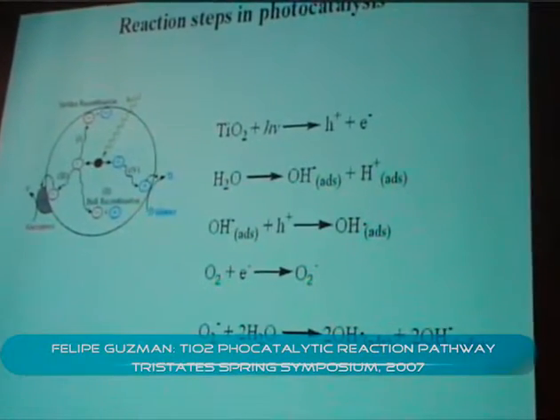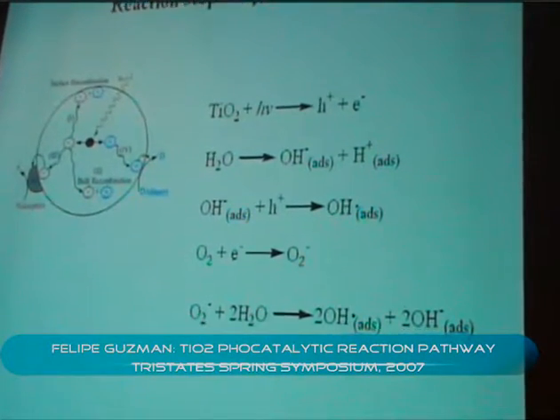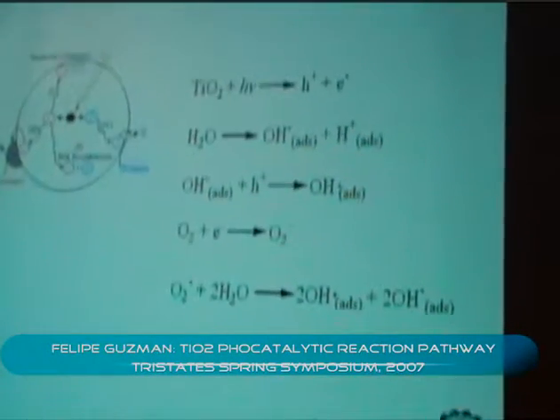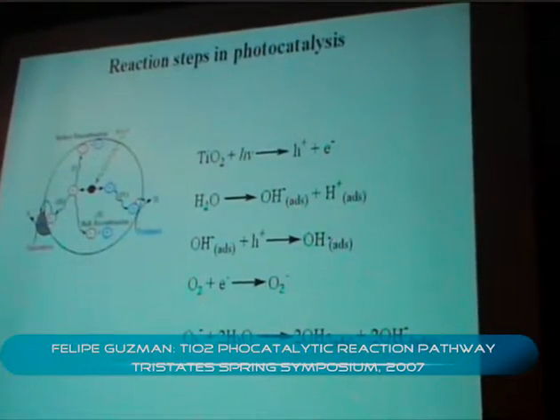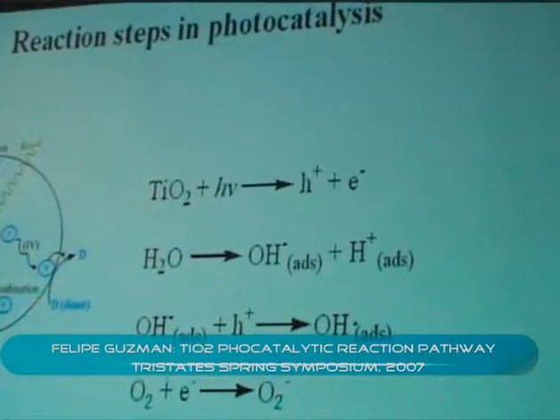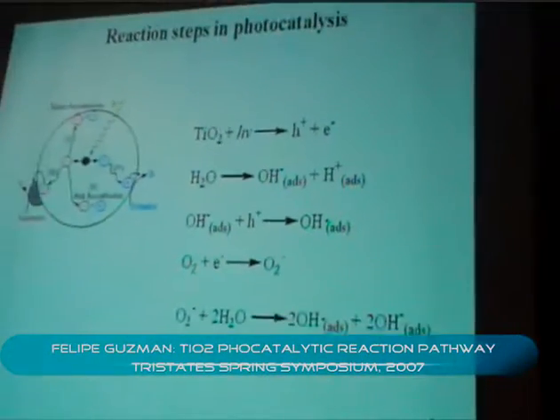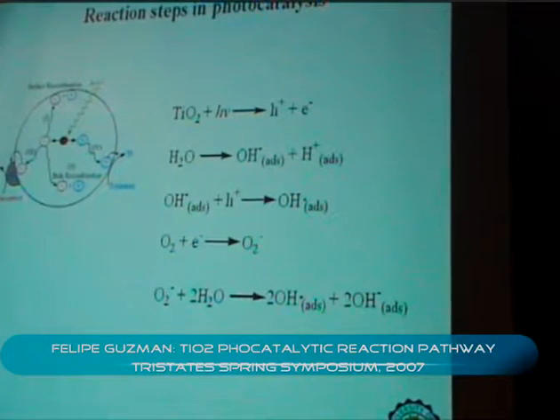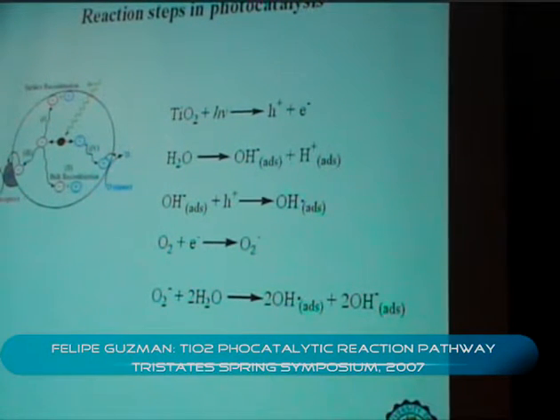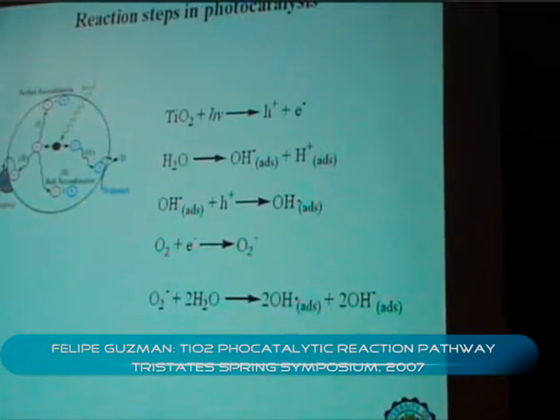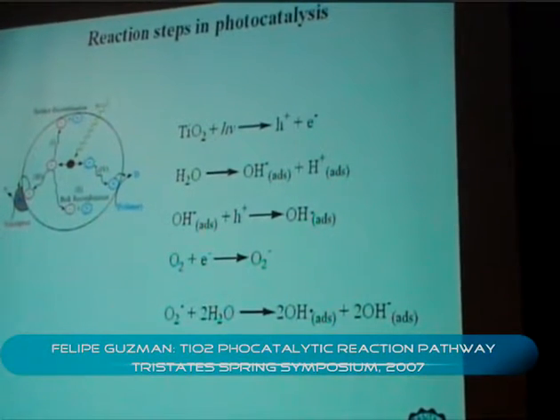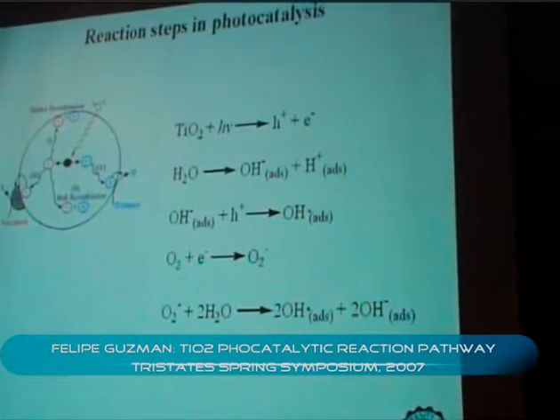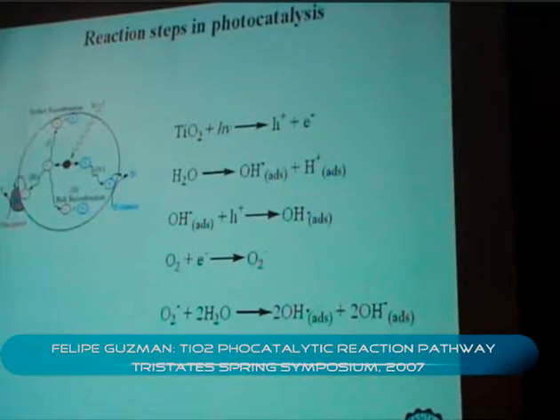I also would like to make a few comments on the reaction steps in photocatalysis. Now, the first step that I already talked about is the absorption of light, creating electron and hole pairs. Water on the surface of the catalyst can also react with holes and produce hydroxyl radicals. And oxygen can also react with electrons, producing oxygen ions. Oxygen ions, in turn, can further react with water and produce more hydroxyl radicals.